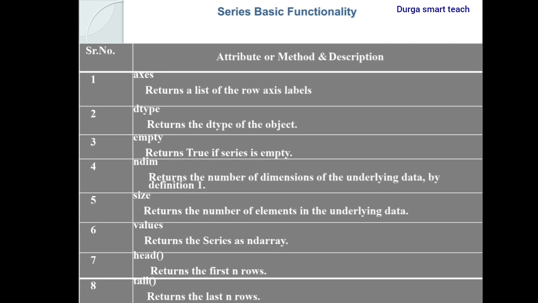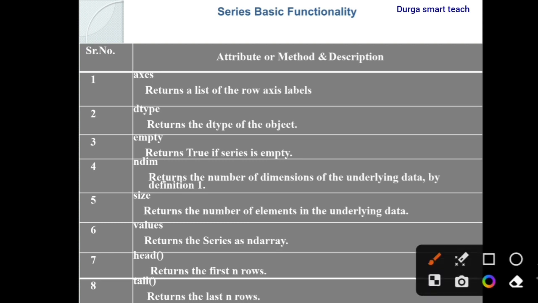The first attribute is axes. The axes attribute is used to return the list of row axis labels. Series is used to accept the data and arrange that data column wise. So here axes is used to return the list of rows of one series.